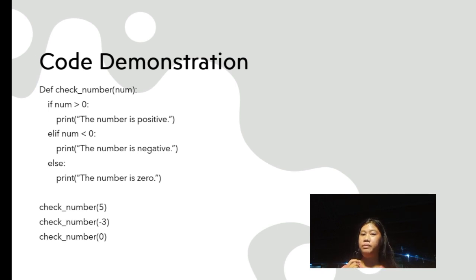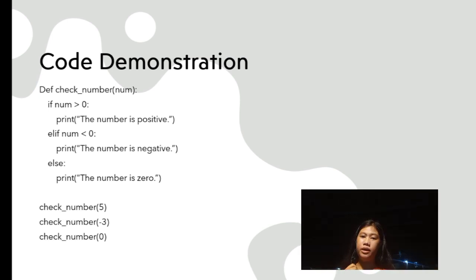If the value of num is less than 0, the code executes the block of code inside the elif statement and prints the number is negative. If neither of the above conditions is true, the value of num is equal to 0, and the code executes the block of code inside the else statement and prints the number is 0. The function definition ends here.